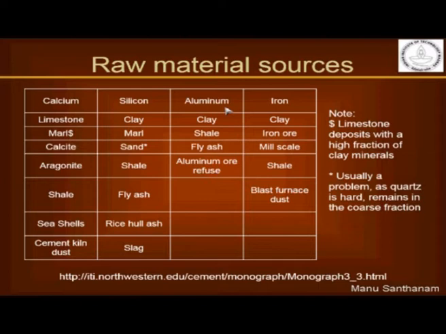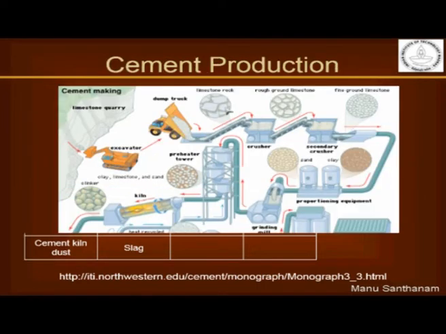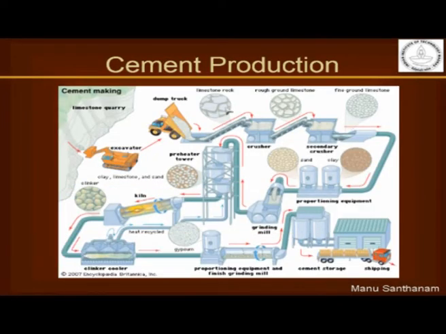Okay, so now how is this process going to happen? How is the cement production actually done once you have these raw materials in place? So let's look at a simple schematic. Now this is a fairly easy diagram to understand, but it's not really presenting the entire scale of complexity that is involved in the process. So I'll just walk you through this diagram.